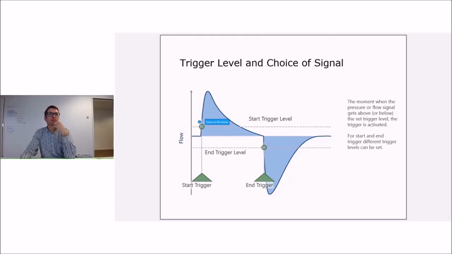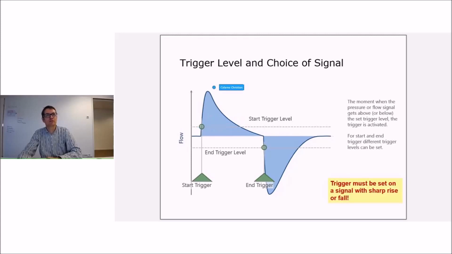So plus 3 liters per minute at the start of inspiration, and then minus 3 liters per minute at the start of the expiration. And of course, and that's kind of common sense, it should be a sharp signal. If you have a slow rising signal, and you have your trigger set somewhere here, you miss a lot. So it should be a sharp rising or falling signal. People tend to forget that as well. And that can depend a lot on the ventilation mode. Depending on the ventilation mode, you may have a fast rising flow signal, or you may not.